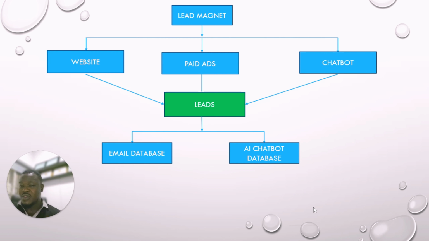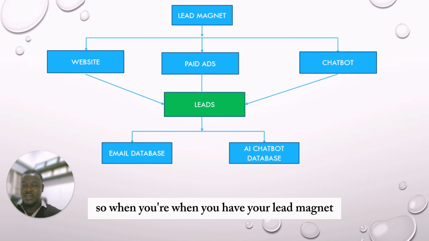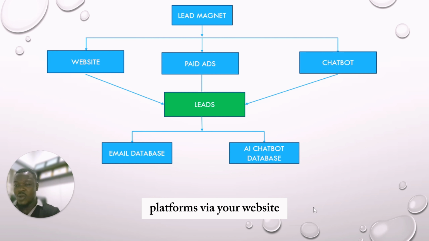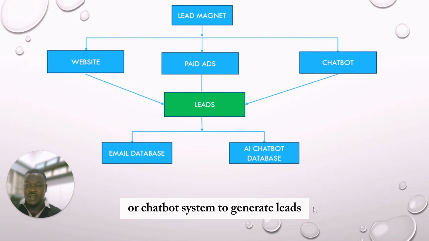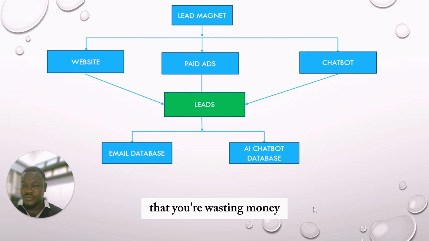To be on the safe side, you need to make sure that you're doing it correctly. When you have your lead magnet and you're using one of these platforms, either your website, paid ads or a chatbot system, to generate leads, and you get the leads, you want to make sure that these leads are being sent to a database. I tell people who run adverts without a system that you're wasting money.